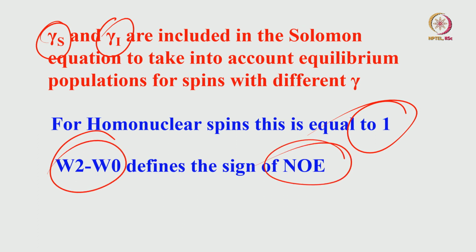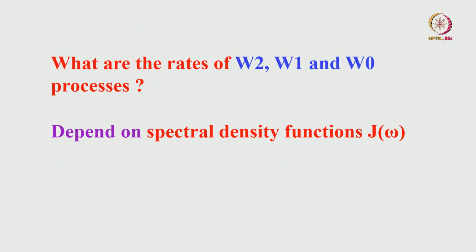That's the important thing. What are the rates of the W2, W1, W0 processes? If somebody asks the question, what is W2? Okay, we know transition probability. What are these rates? How fast will they undergo transition? What is the rate of W2, W1, W0?